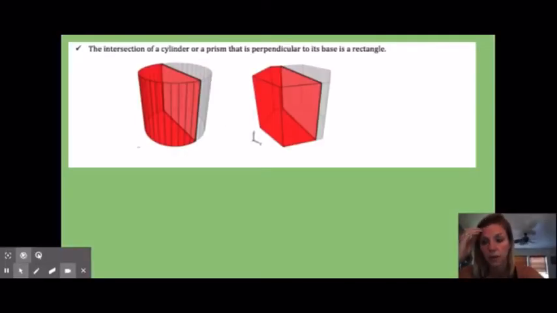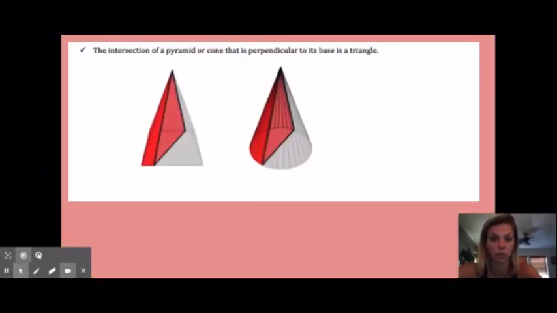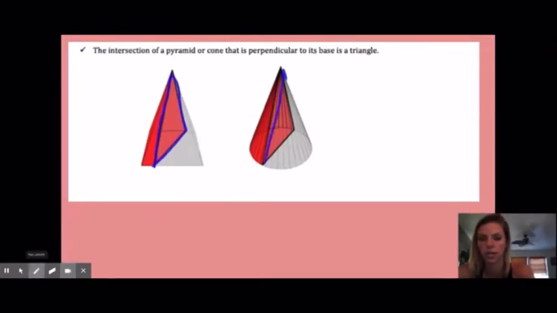So here we have the intersection of a cylinder or a prism that's perpendicular. So if you look here, again, this is a cylinder. When it's perpendicular, it's not too bad. For a cylinder and a prism, because the top and bottom is the exact same shape, these cross sections are both rectangles. If you look here, a pyramid or a cone, again, if it's a perpendicular cross section, that's actually not too bad either because they go to a point. Your cross sections are always going to be triangles.